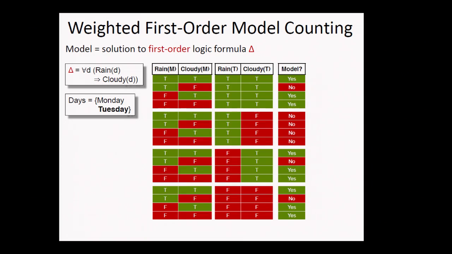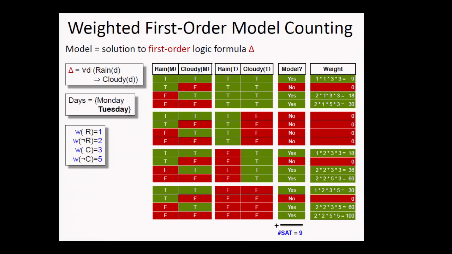It gets more interesting if you have 2 days. If you add Tuesday, suddenly you have many more possible worlds. You have many more models. In this case, you have 9 models. And like we had before, now you can associate a weight with certain assignments to variables, and you can sum up the weight of all of these models to get your weighted first-order model count.